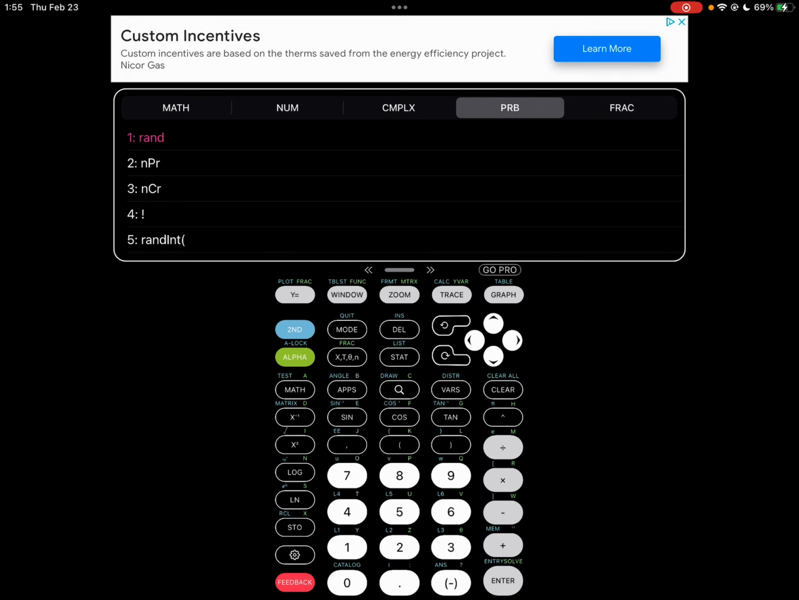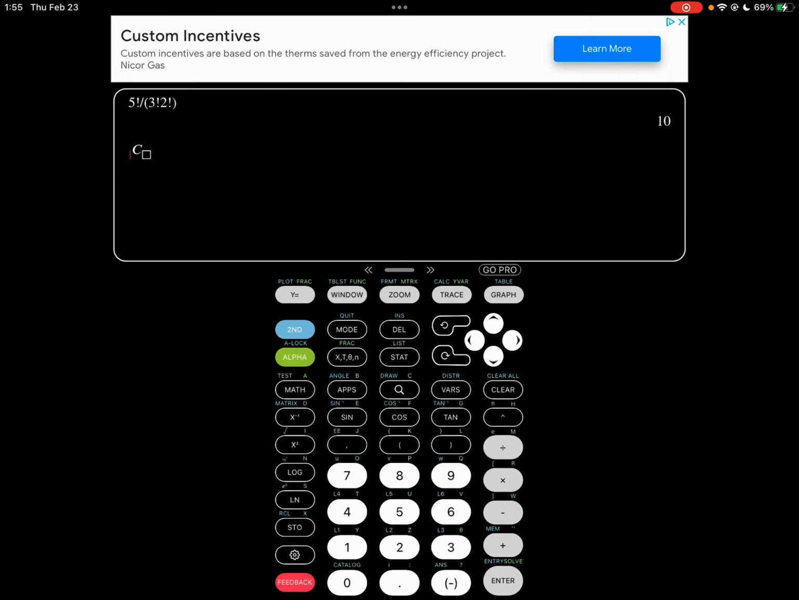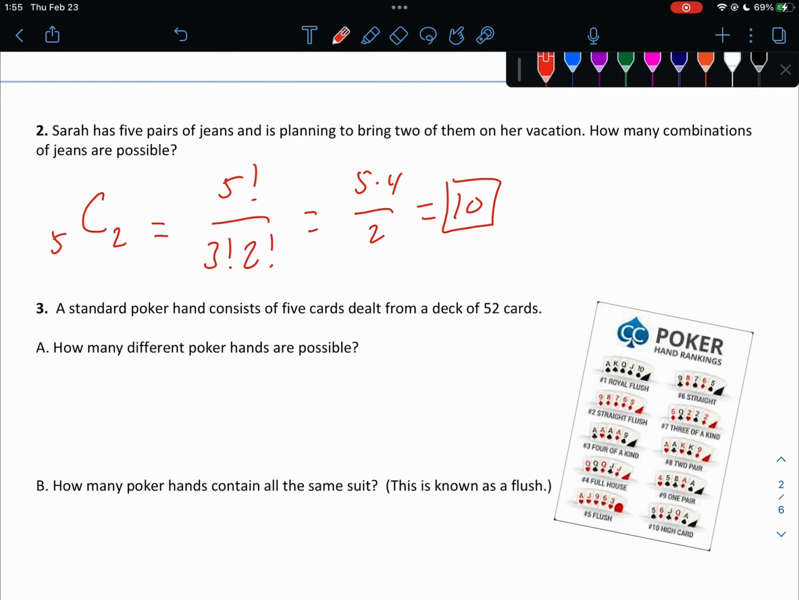Number 3 is combination. It'll put you here and then you hit 5 and you scroll over and hit 2. And there's our answer of 10. Either way, the answer is 10.